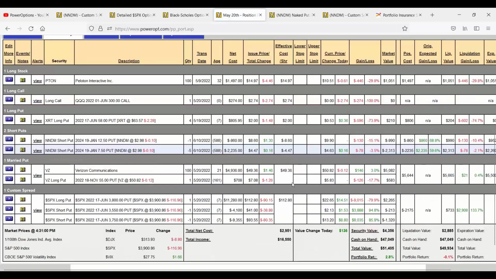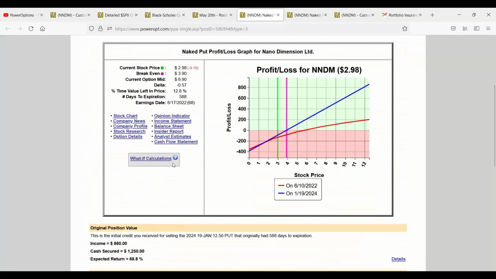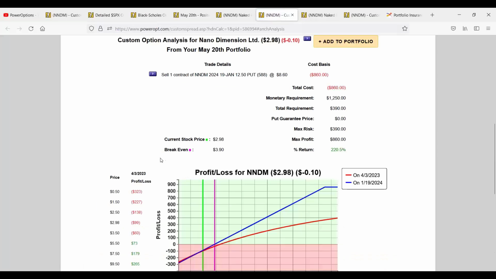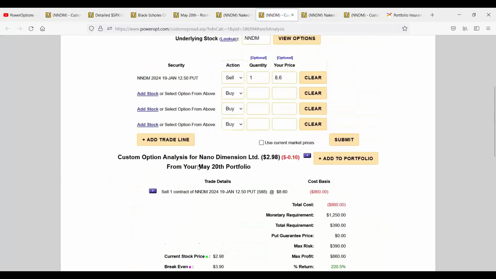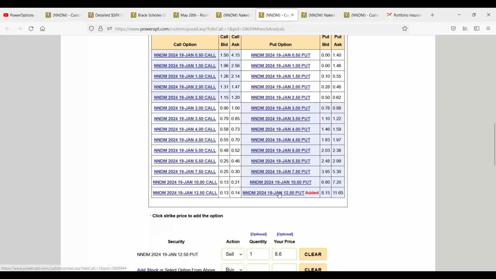Where are we on the NNDM 12.5? Your loss of $130 are down 10.4%. Let's just check position analysis again. It might show me the covered call idea. Nope, no rollout opportunities, but similar situation. You're not that far behind. Yes, you're 130 behind. But if we go back into the position now, we can't roll further out in time.